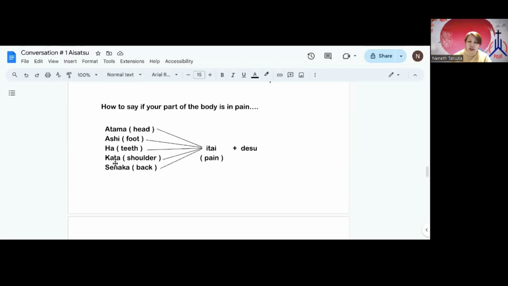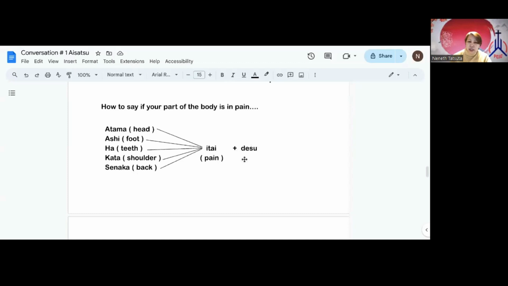Or if you have a shoulder pain, kata. The kata here means shoulder. So you have a shoulder pain: kata itai desu. Or if you have a back pain, back means senaka. And then the pain is itai plus the desu.